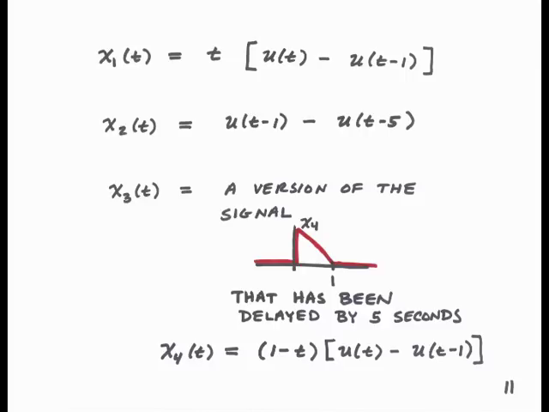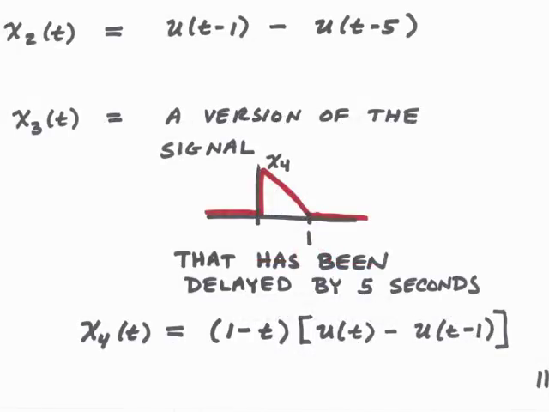Now we'll turn our attention to x2. It's pretty obvious that x2 is u of t minus 1 minus u of t minus 5, by the exact same logic by which we composed the pulse signal before. What about signal x3? x3 is a delayed version of the signal shown here, x4. It has been delayed by 5 seconds. You see that x4 starts at time 0 and ends at time 1. Once we delay it 5 seconds, it will start at time 5 and end at time 6, in the exact same way as x3. So what is x4?